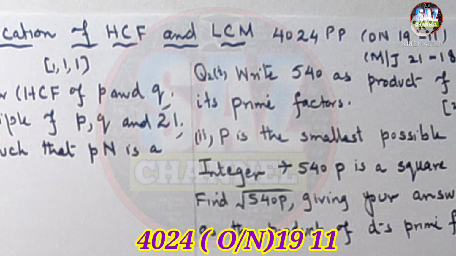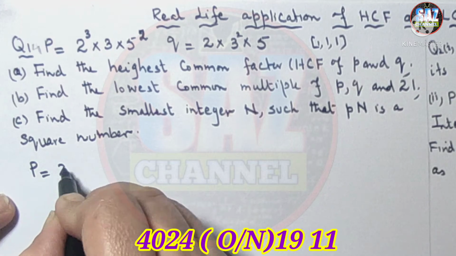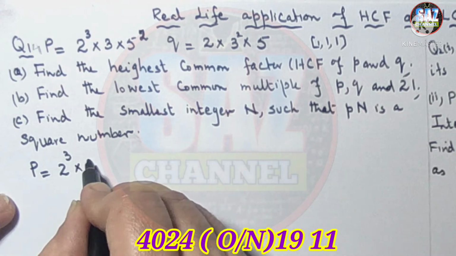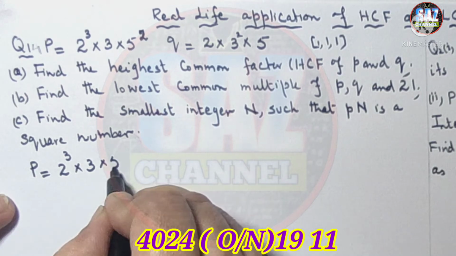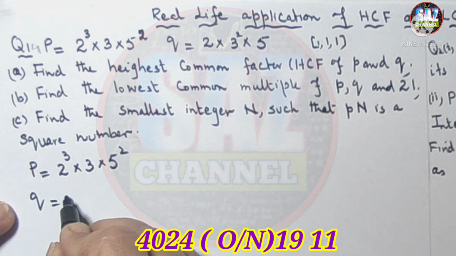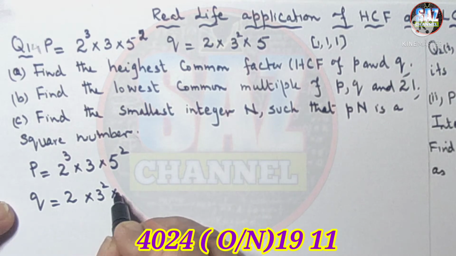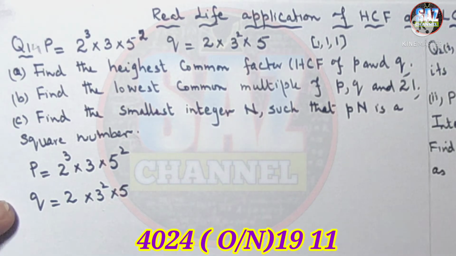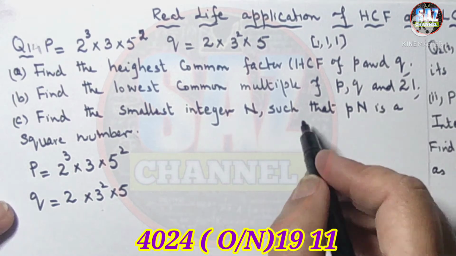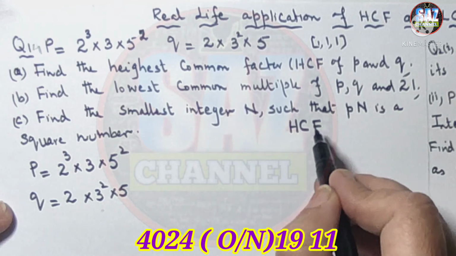Let's discuss each part one by one. If we look at the question, we can see that the two numbers which are given are P equals 2 cube multiplied by 3 multiplied by 5 square, and Q which is 2 multiplied by 3 square multiplied by 5. Now recall the concept of HCF. HCF is the highest common factor.